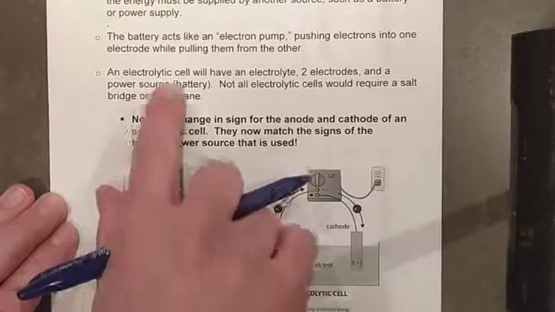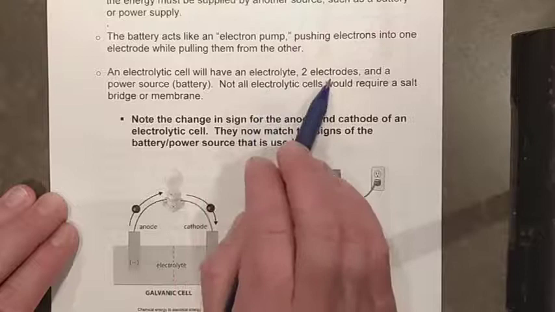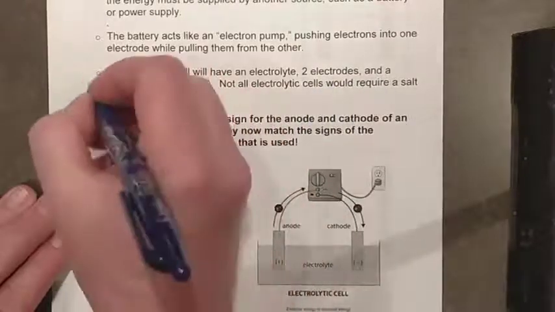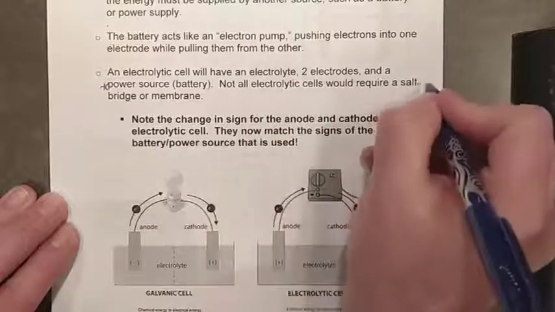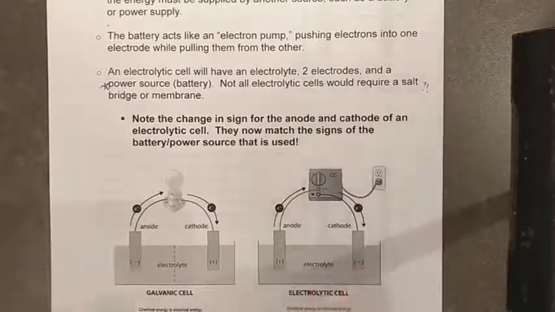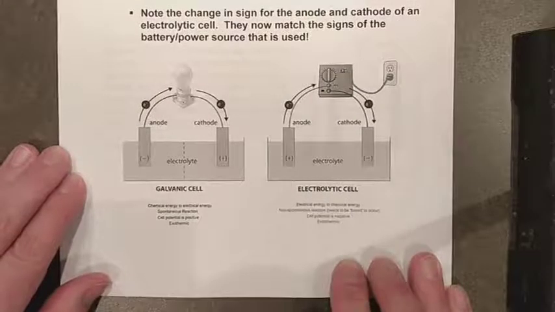Your electrolytic cell still has the same stuff. It has an electrolyte, it has electrodes, it has a power source which is new, and it may or may not require a salt bridge or a membrane. So we can make these look visually similar, or we can make them look visually different. So take a look. Here are the two cells.